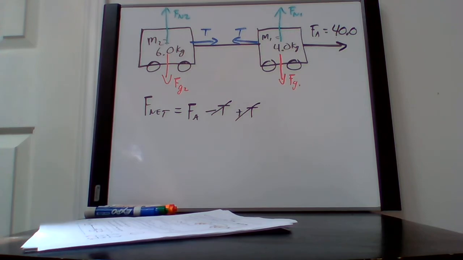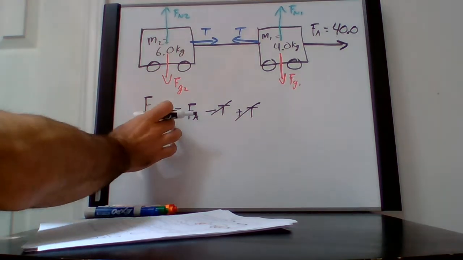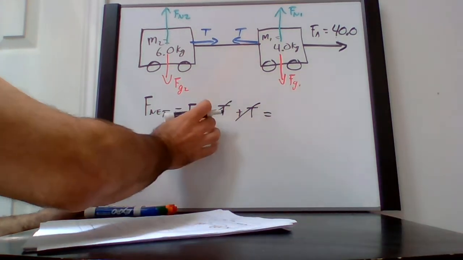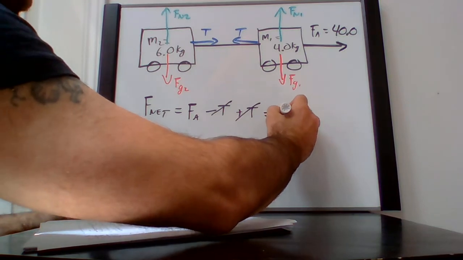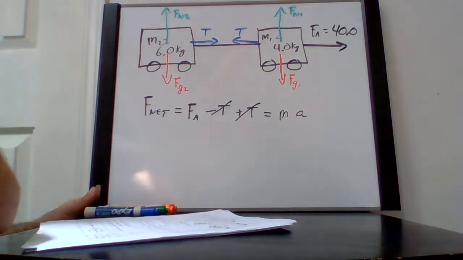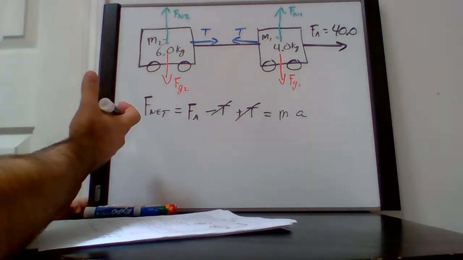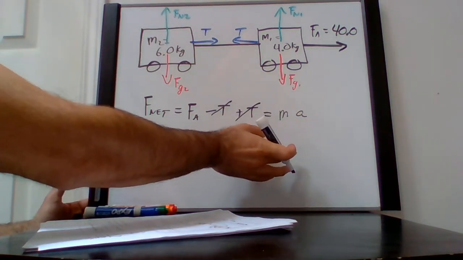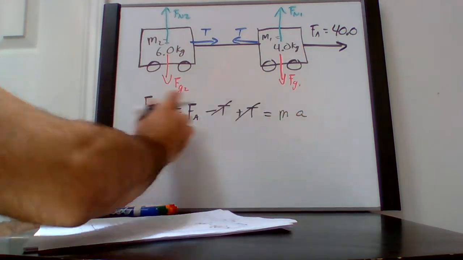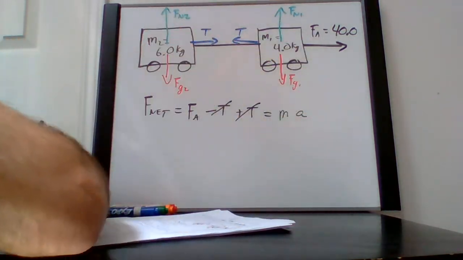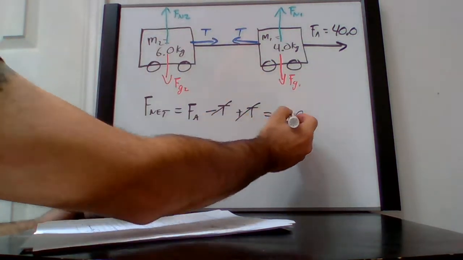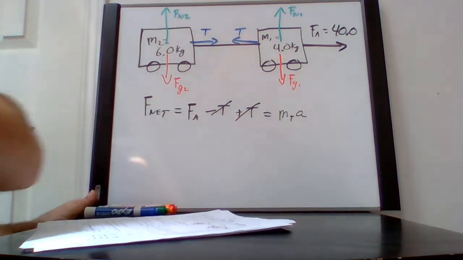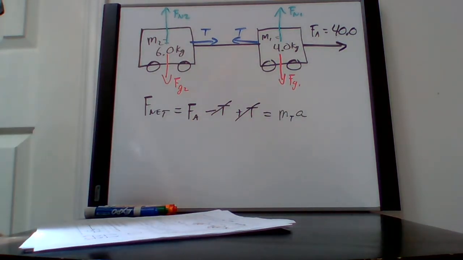And so all we have now is our F net is equal to our F applied, which is also equal to our mass times acceleration. And if we were only dealing with this one, then that makes sense, right? This is what we've dealt with before. We have our mass and we have the acceleration. But we've got this coupled system, right? They are together. So we need to talk about the total mass of the system.